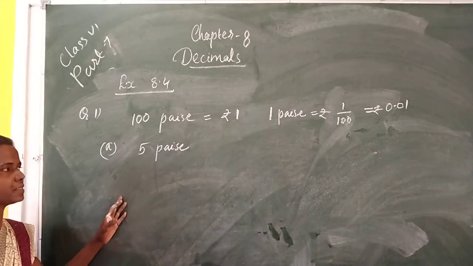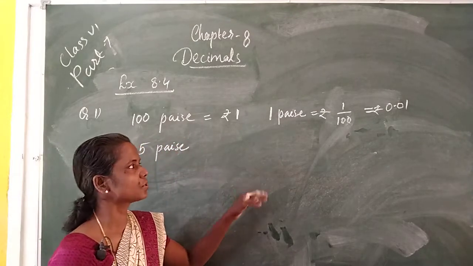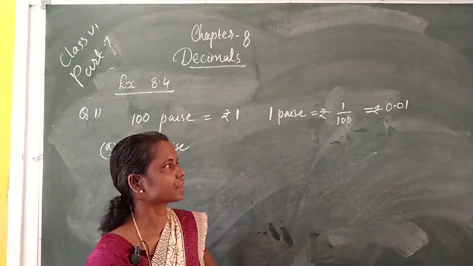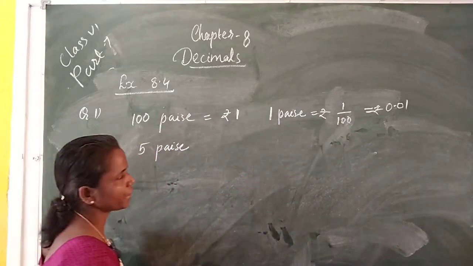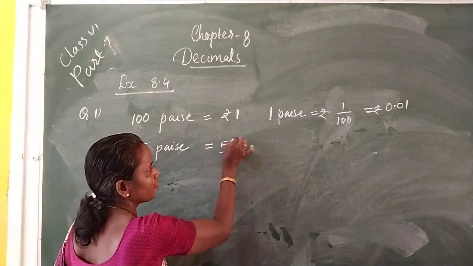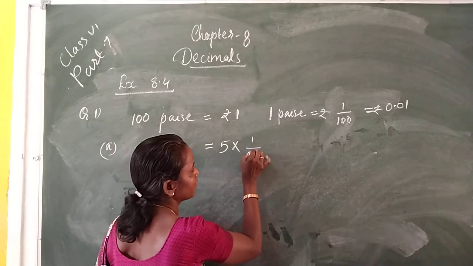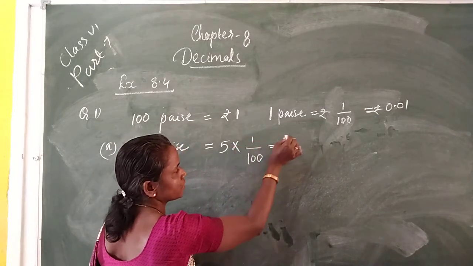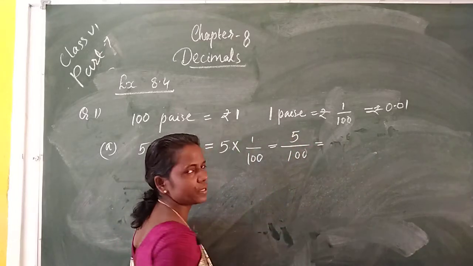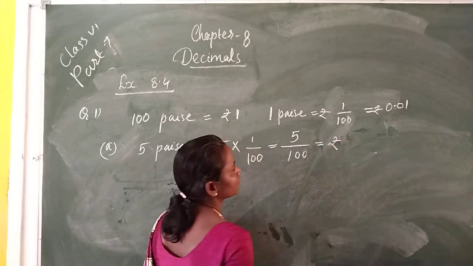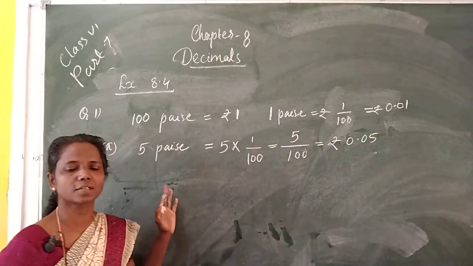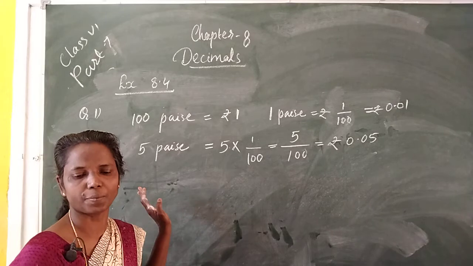Here first question, look, A, 5 paisa. This 5 paisa convert into rupees. So this paisa multiply by 1 by 100. So we can write 5 paisa is equal to 5 into 1 by 100 is equal to 5 by 100, which is how many rupees? 0 decimal 0 5 rupees. Is it clear?